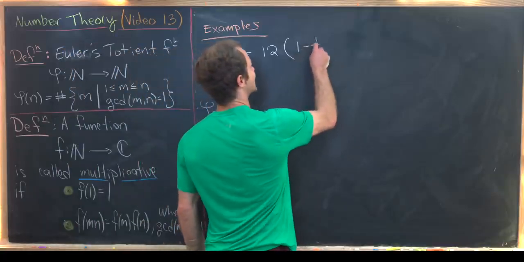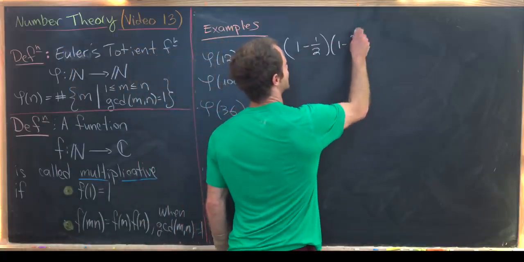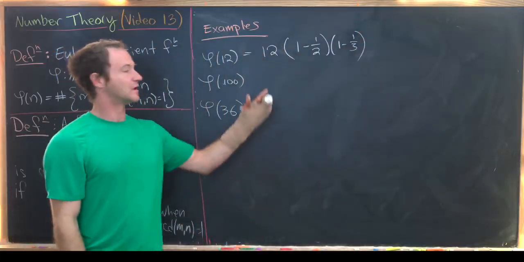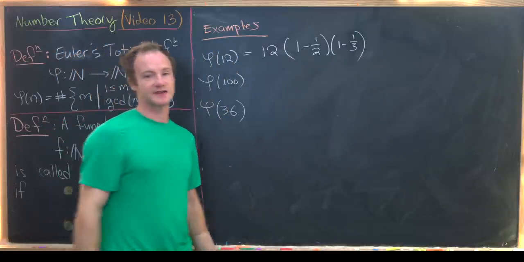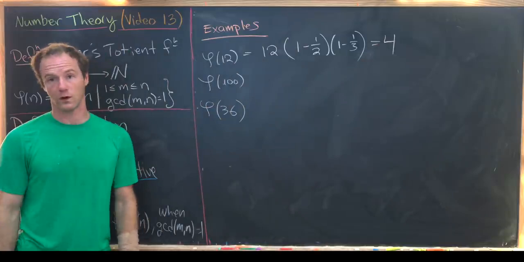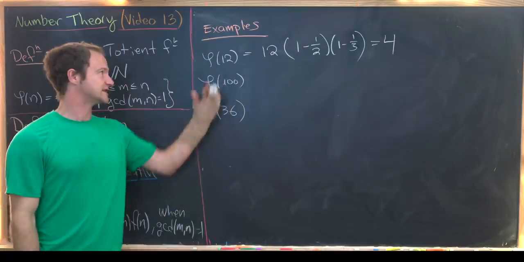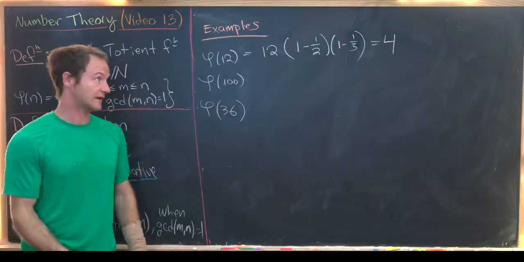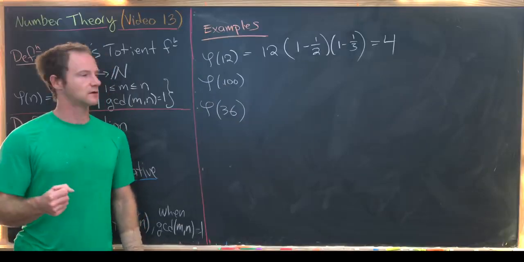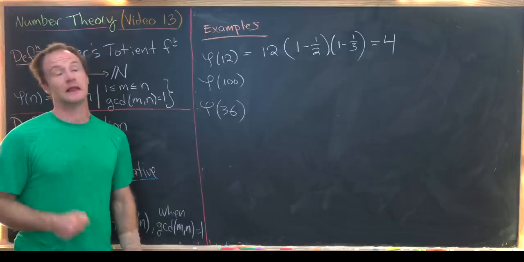So this should be 1 minus a half and then 1 minus a third, like that. But notice that's going to give us 12 times a half times 2/3. I'll let you guys multiply that out and see that you get the number 4, which checks out because the only numbers between 1 and 12 that are relatively prime to 12 are 1, 5, 7, and 11.